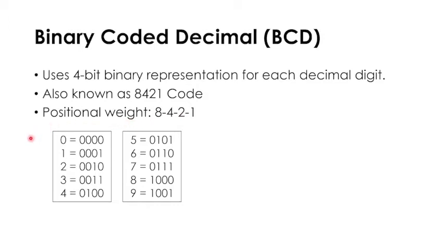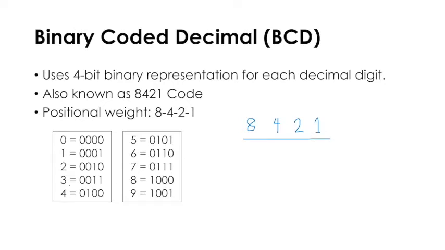Here we have the BCD format of the digits 0 to 9. And remember that the available maximum digit value is only 9. So we can only represent the digits 0 to 9 in BCD format. So let's try to explain how we got these values using the 8421. So we have 8, 4, 2, and 1.